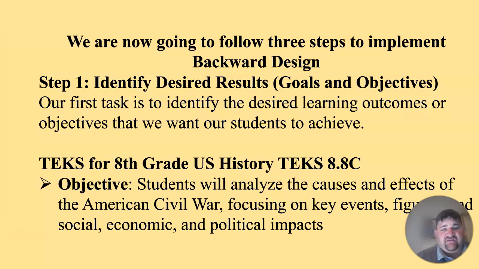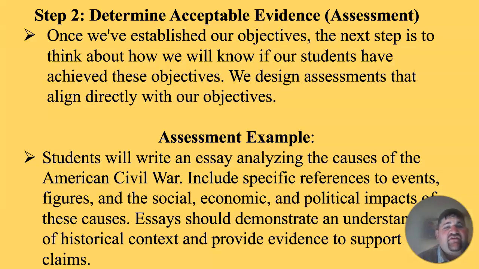So our first task, we're going to identify the desired learning outcomes and objectives that we want our students to achieve. So we're looking at: students will analyze the causes and effects of the American Civil War, focusing on key events, figures, and social, economic, and political impacts. Well, how are we going to tell if they analyze the cause? Well, here we go. In step 2, once we've established our objective, so we want them to analyze, we're going to think about how we will know if our students have achieved these objectives.